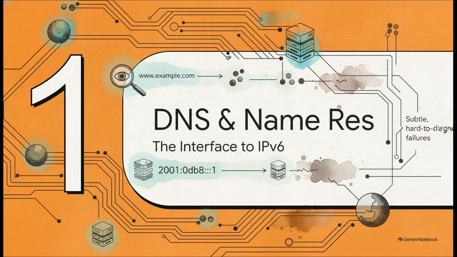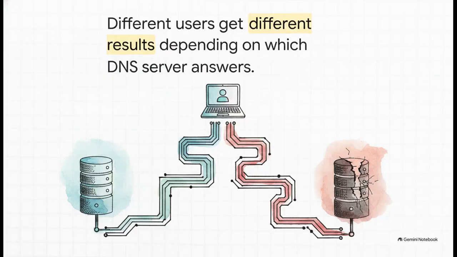All right, Section 1, DNS and name resolution. So DNS is essentially the interface between humans and IPv6, right? Which makes it a really frequent source of subtle, hard-to-diagnose failures in a dual-stack world. What's wild is that this specific problem has absolutely no equivalent in the IPv4 world. Because IPv6 relies so heavily on proper AAAA records, a split DNS or a VPN conflict means different users get totally different results, just depending on which DNS server happens to answer them.